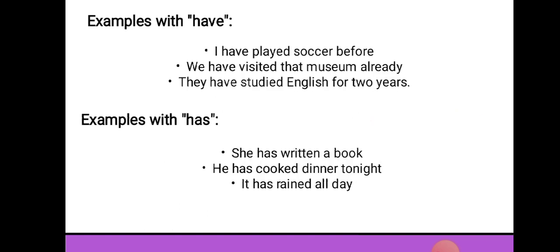Example with have. Here in the examples we can observe the auxiliary verb have, where the subject is I, you, we, they, and the past participle of the verb is played, visited, studied. Examples with has: with the auxiliary verb has, it is important to remember that you can only use it with he, she, it.